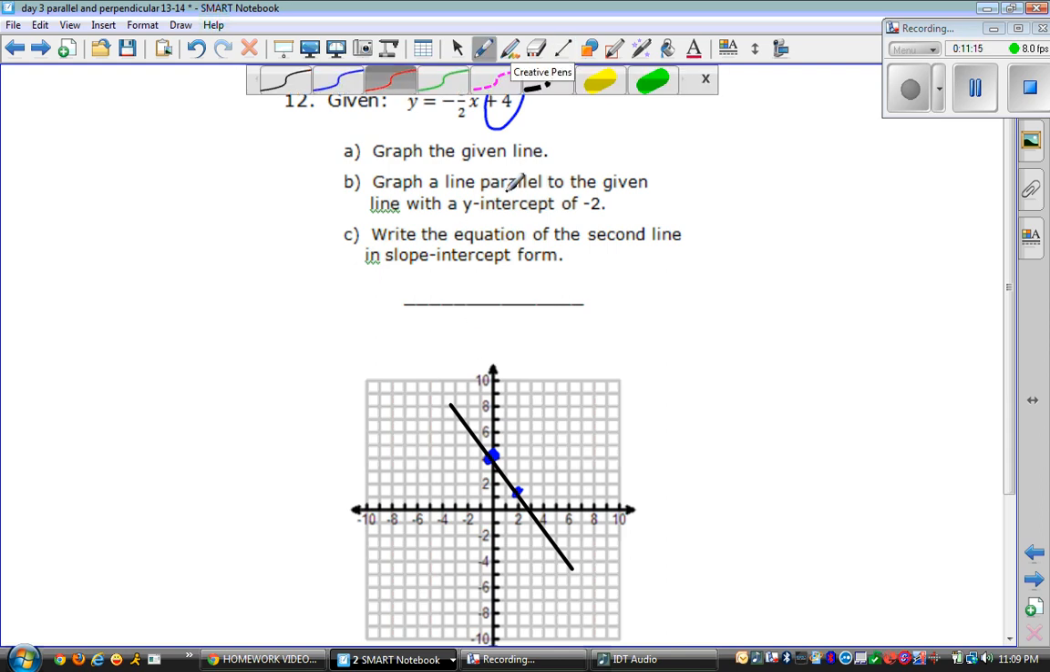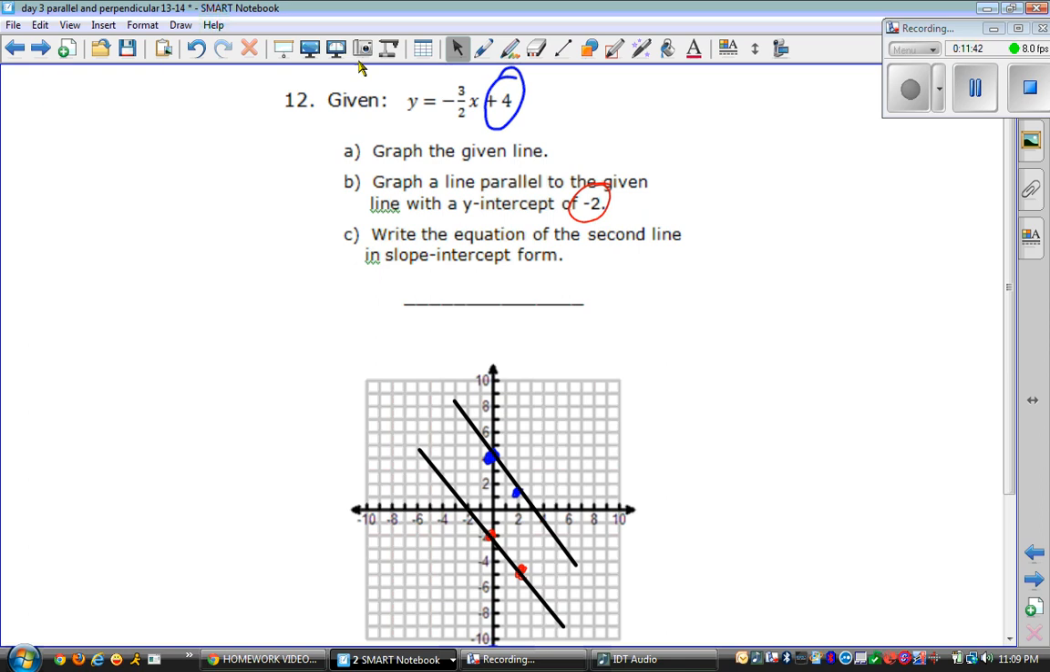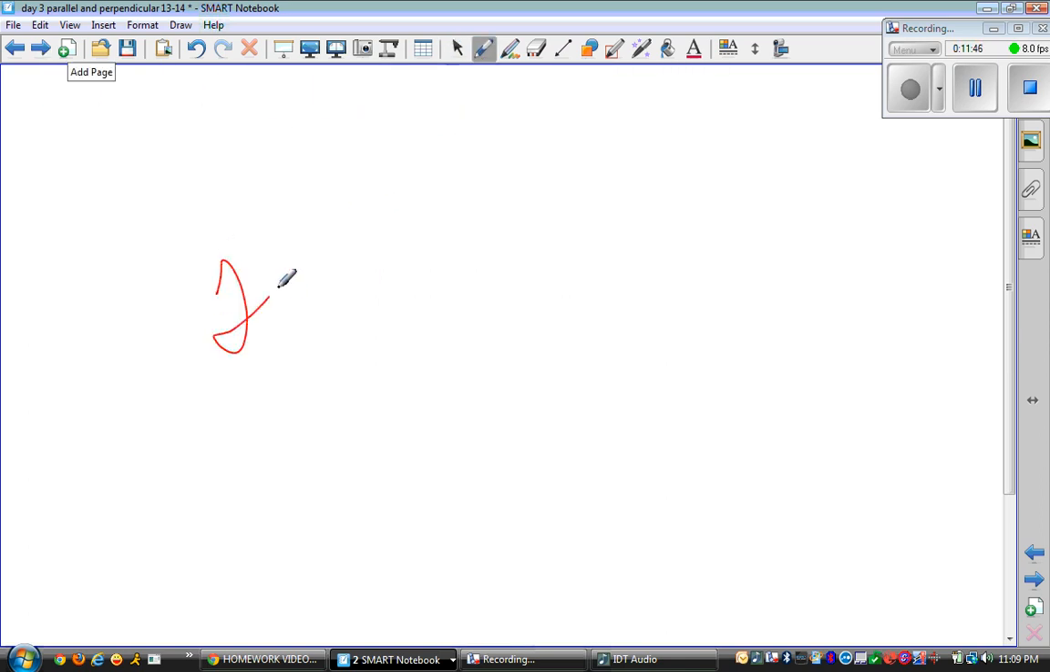Now this time they say to graph a line parallel, so I'm going to use the same slope, but this time I'm going to use negative 2 as my y-intercept. So going to negative 2, I'm still going to go down 3, 1, 2, 3, and over 2. And then I'm going to draw my next line. And the 2 lines, they don't really look it, but they are parallel according to the math. So, the end.